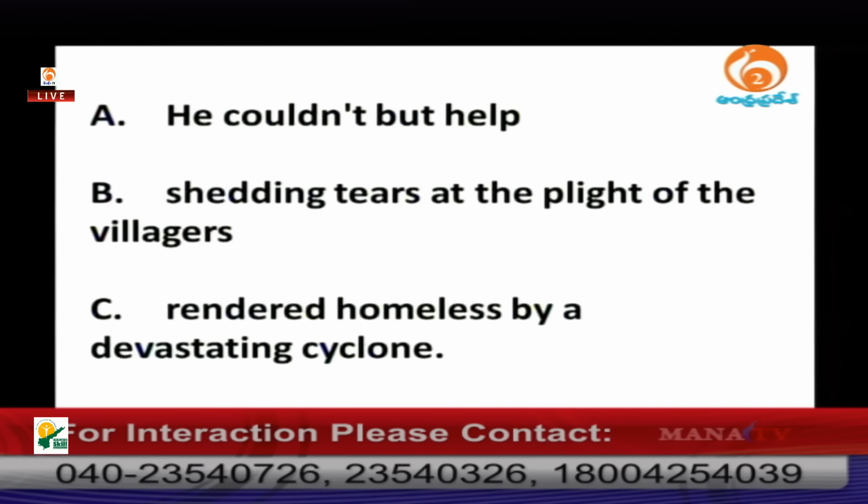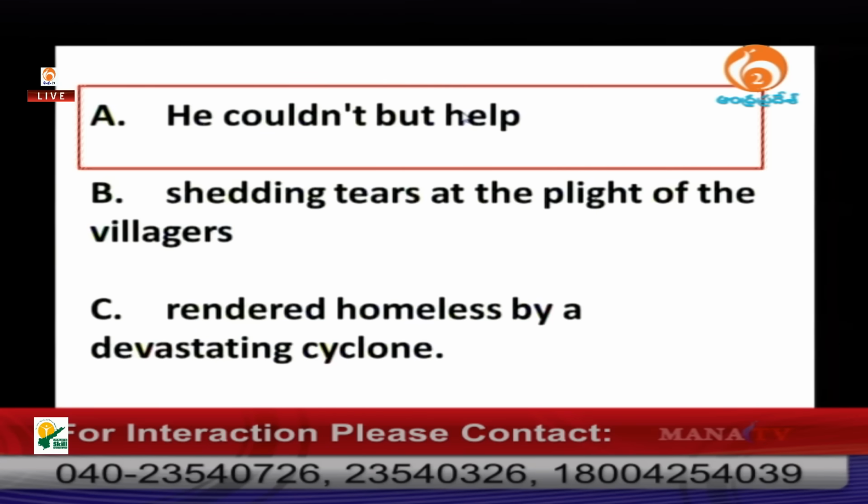In this question, it says I could not but help. Now, but is a negative form here. I couldn't but help. So it should be I couldn't help. It cannot be I couldn't but help. That's why the first one will be the stem where there is a mistake. I couldn't help shedding tears means I couldn't stop shedding tears, or I cried looking at the plight of the villagers who were rendered homeless by a devastating cyclone. It should not be I couldn't but help, it should be I couldn't help. It should have only one negative form.